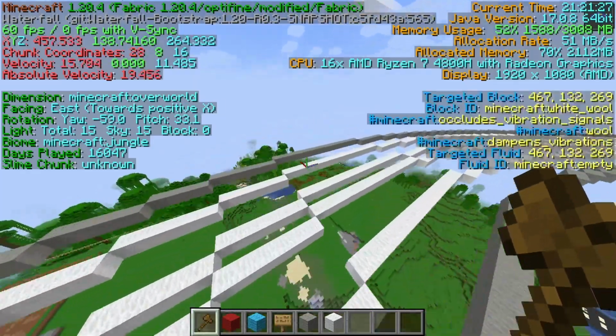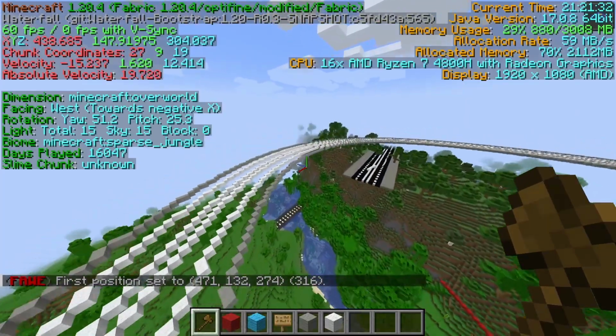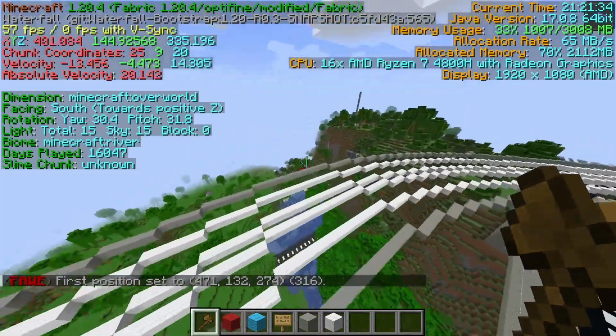But let's remove extra stuff which we don't need and which is easy to remove. And this is the circle.